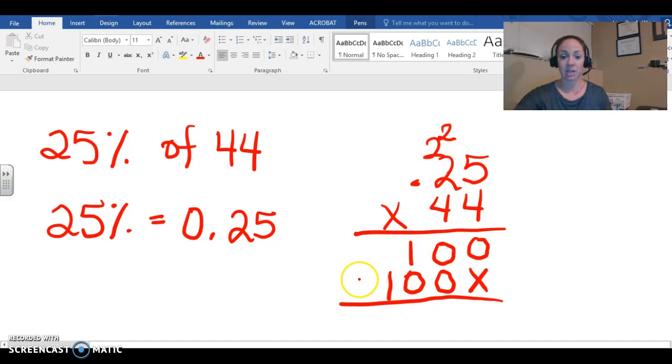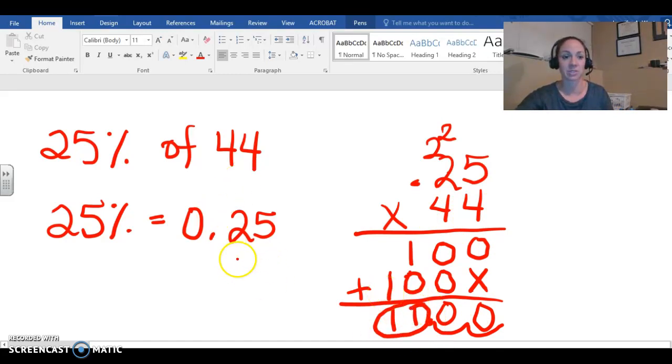So now we have to add all of these together, 0, 0, 1, and 1. And then, like we learned in our multiplying of decimals, you have to count over all the decimal spots up here. So we have 1, 2, nothing down here. So we count over 1, 2 decimal places, and boom, 11. 11 is still 25% of 44. That time we just used decimals instead of fractions.